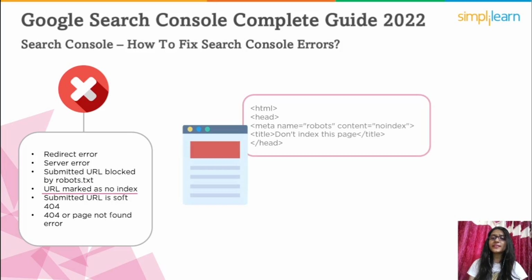When a URL is marked as no index, it sends a signal to crawlers that this page is not meant to be crawled or indexed. If you want this page to be indexed, check the metadata and remove the no index attribute to allow the crawlers to crawl the URL.